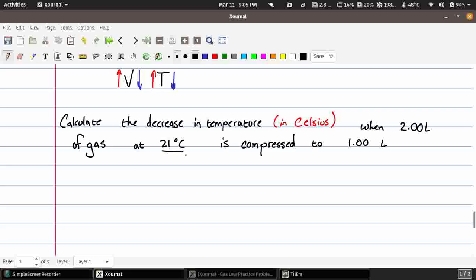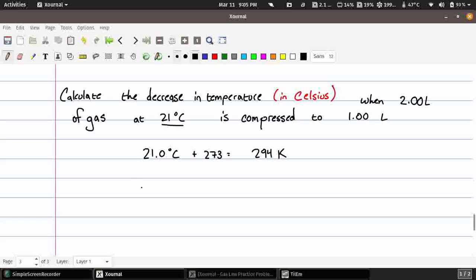So first, let's get that into kelvins. So 21.0 degrees Celsius plus 273 equals about 294 kelvins. So now let's solve the rest of it. We have a temperature and we have 2 volumes. So the way you put this into an equation is you have V1 over T1 is equal to V2 over T2. So it's a ratio. The ratio should be the same. So even though the numbers will change, if you divide them out, they'll give you the same number.